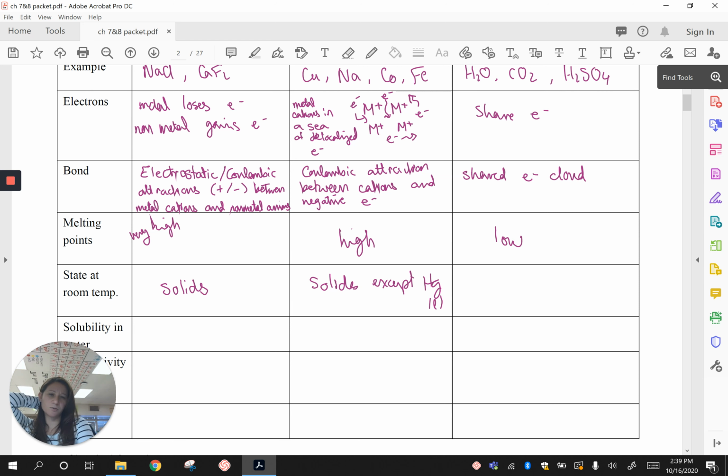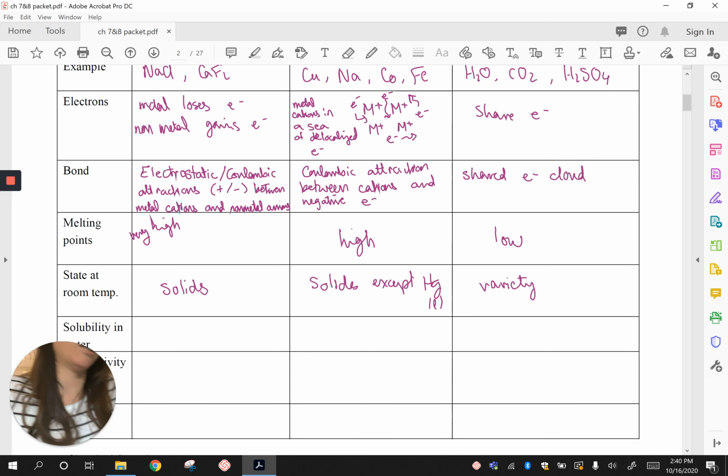How about covalent? Well, water is a liquid. CO2 is a gas. Wax and sugar are solids. So we're just going to say variety. They could be solids, liquids, or gases at room temperature.